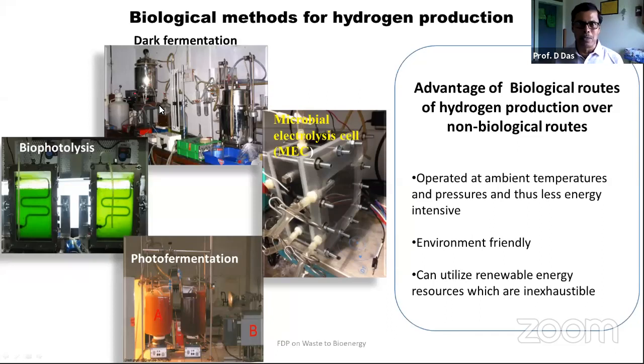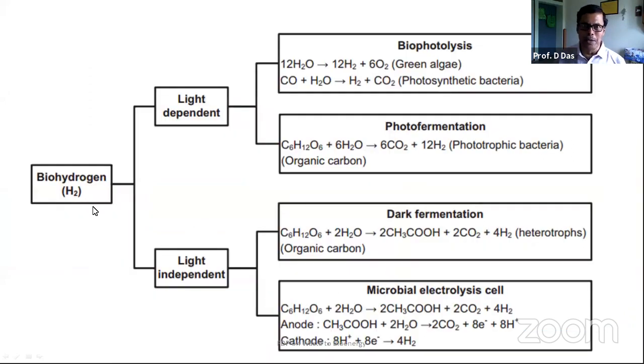Waste generated by the industry can be converted to hydrogen. Now, the advantage of the biological process is that it operates at ambient temperature and atmospheric pressure, thus is less energy intensive, environmentally friendly, and can utilize renewable energy resources which are inexhaustible. And these are the reactions, the reaction sequence.